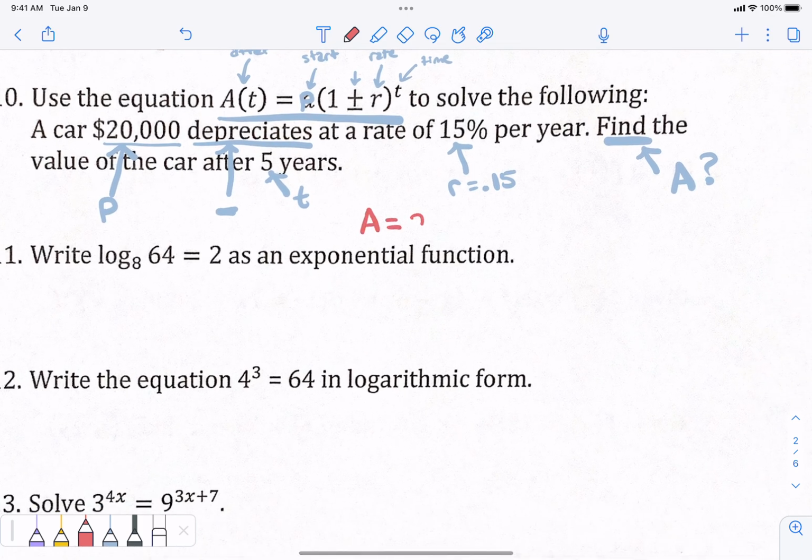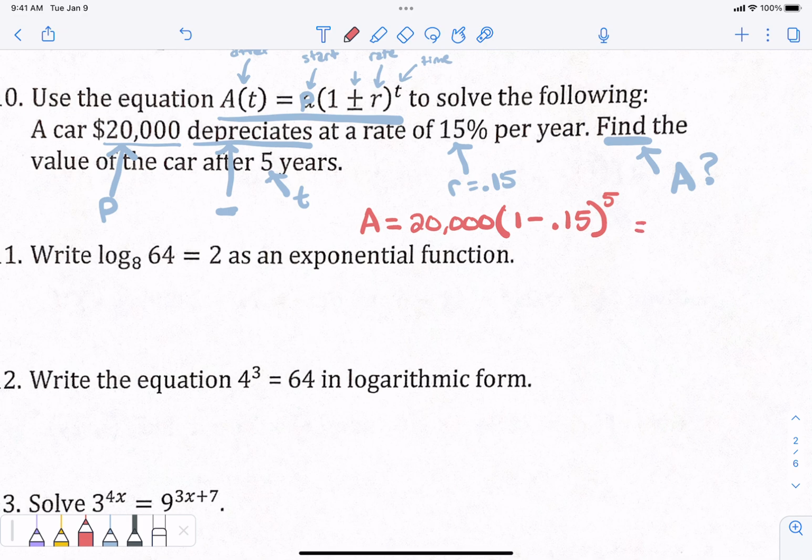The price is 20,000. The after amount? 1, is it plus or minus? Minus 0.15 to the fifth power. It would not hurt for you to practice typing this into your calculator right now, just to make sure you get the correct answer.